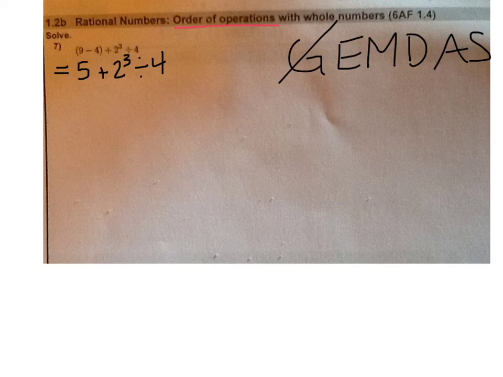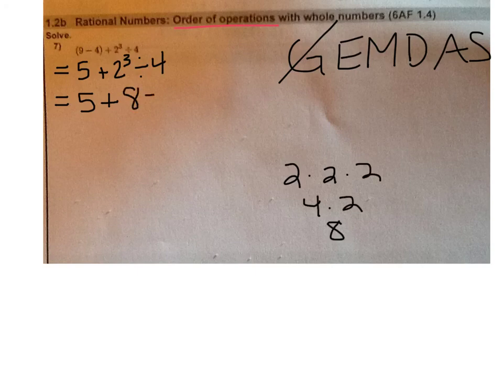Now I need to do my exponents. So I'm going to leave my 5 alone, leave my plus sign alone. 2 to the third power is really 2 times 2 times 2, which is 4 times 2, which is 8. So 2 to the third power is 8, and I still have a divided by 4. I'm done with my exponents.